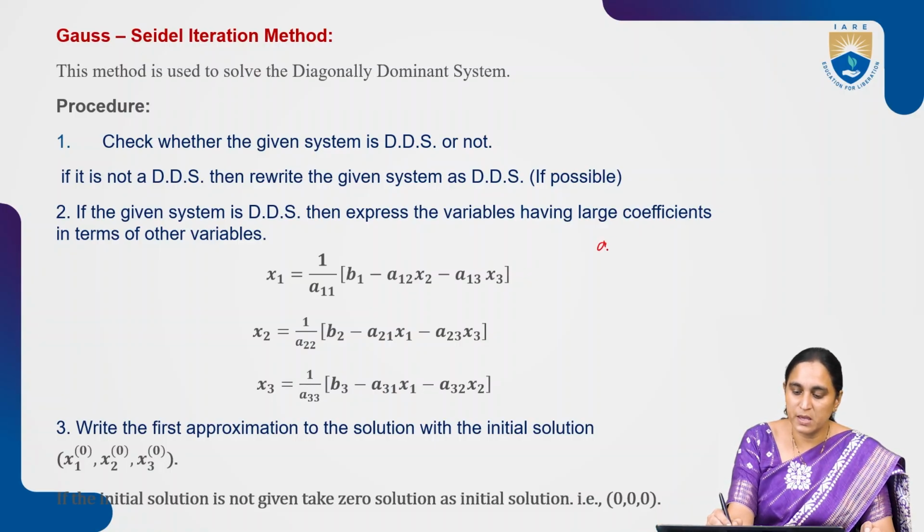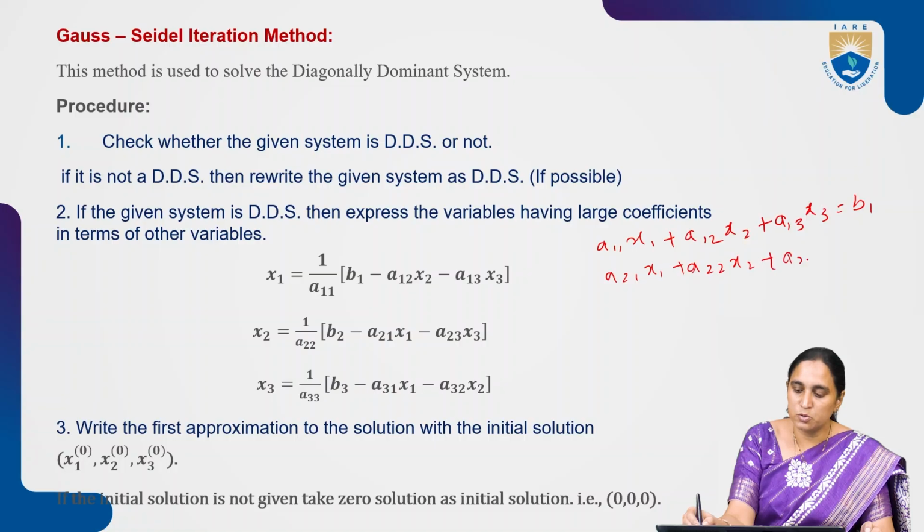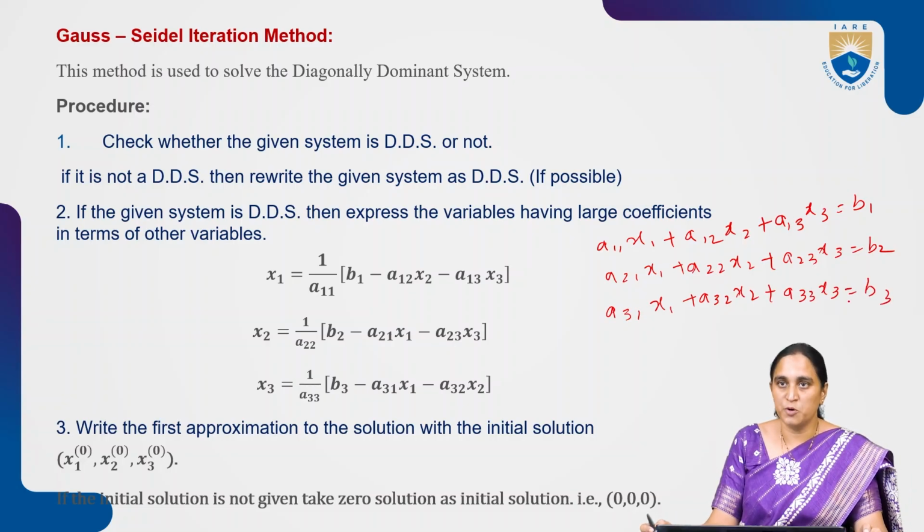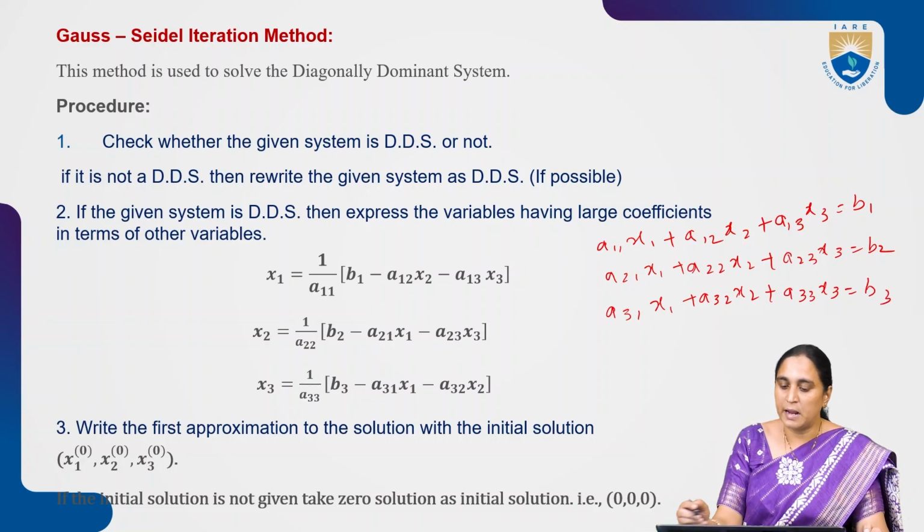a11 x1 plus a12 x2 plus a13 x3 is equal to b1. Next, a21 x1 plus a22 x2 plus a23 x3 is equal to b2. Next, a31 x1 plus a32 x2 plus a33 x3 is equal to b3. These are the linear system of equations. Here we have to find the unknown values of x1, x2, x3.